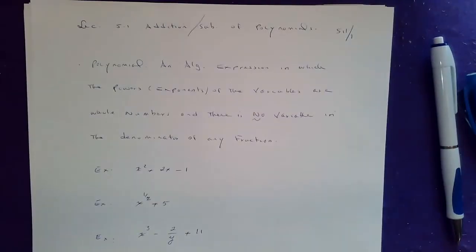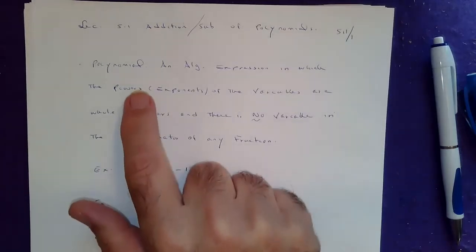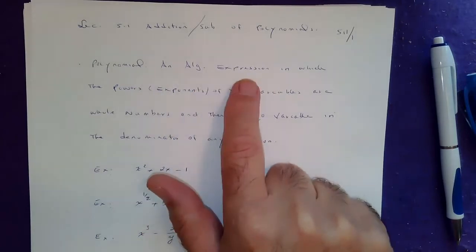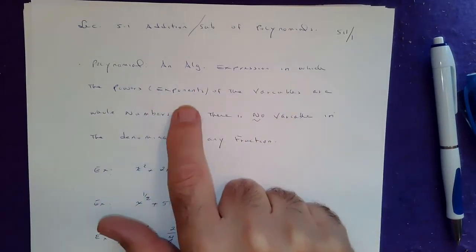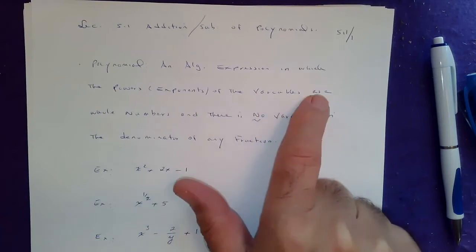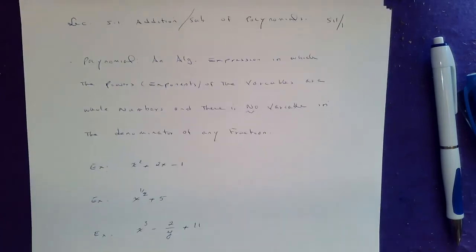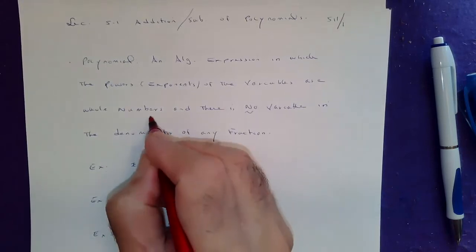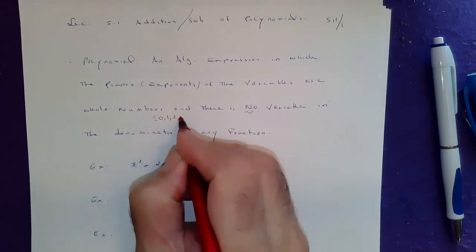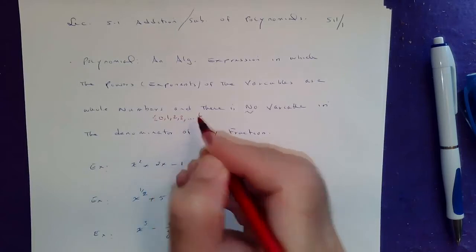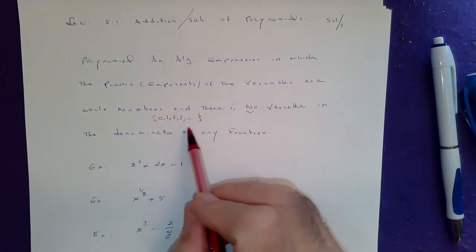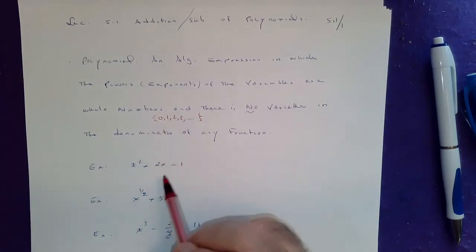Section 5.1, Addition and Subtraction of Polynomials. What is a polynomial? A polynomial is an algebraic expression in which the powers or the exponents of the variables are whole numbers. You know what whole numbers are: 0, 1, 2, 3, and so forth. In other words, it's the counting numbers, including 0.